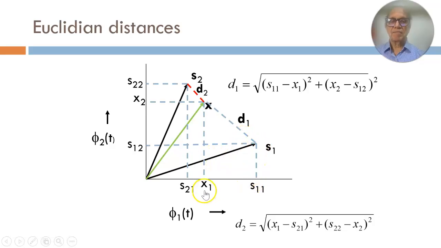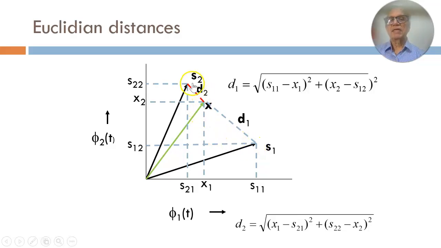This is S11, this is X1. So D1 squared will be this perpendicular squared plus the base squared. That will be equal to D1 squared, and D1 will be the square root of that. So this base is S11 minus X1, and the perpendicular is X2 minus S12. This is the perpendicular. So this is the geometric distance of the received vector from S1.